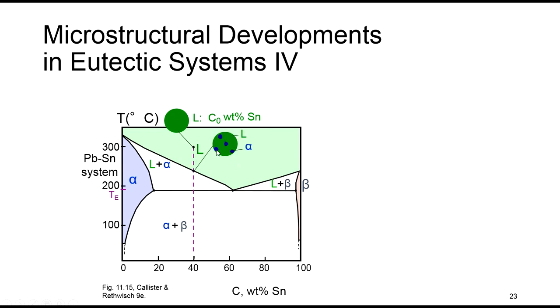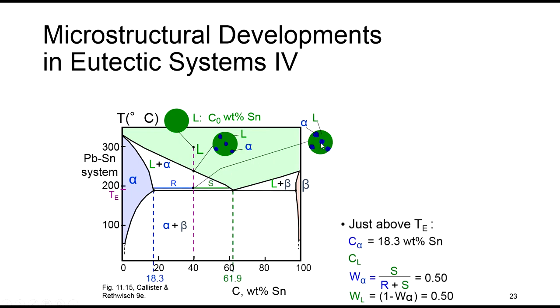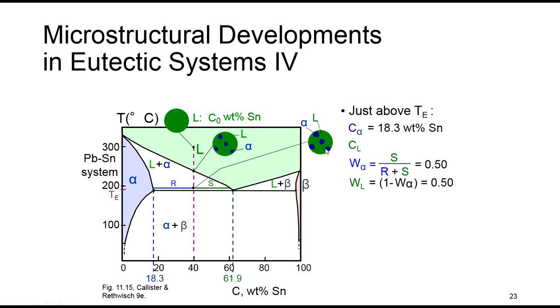If we cool it down, in this phase region we have two phases. We see small regions or patches of alpha solid in the liquid. Here we see bigger regions of solid alpha. To find the weight percent of tin in the alpha region, just go all the way to the left until we intercept alpha, just above the eutectic line that comes from the eutectic point. The weight percent of tin in the alpha phase is 18.3.